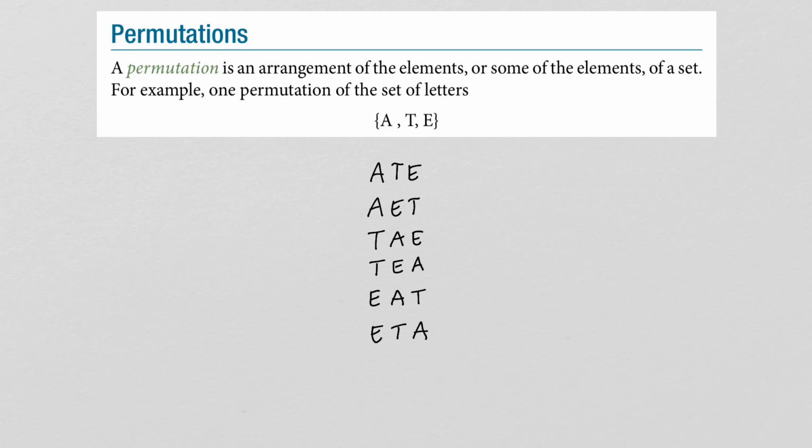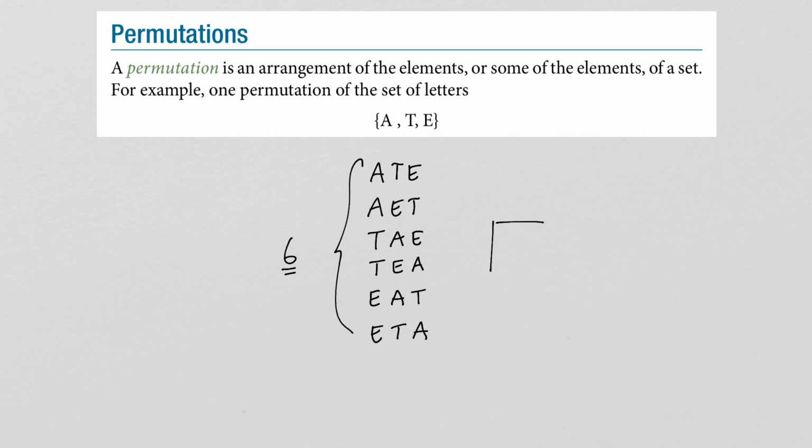Now, we've exhausted all possibilities, haven't we? Because we considered what choices do we have for our first letter? Well, it's either A, T, or E. And then once we made that choice, what choices do we have for the remaining two letters? And if you count all of these up, there are 6 total permutations of these three letters.